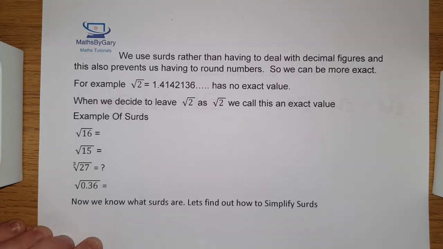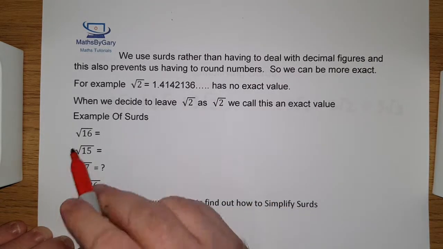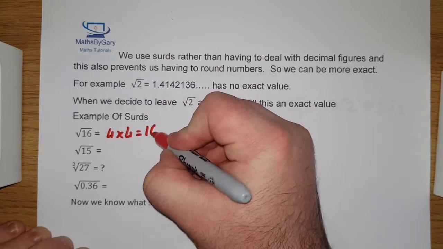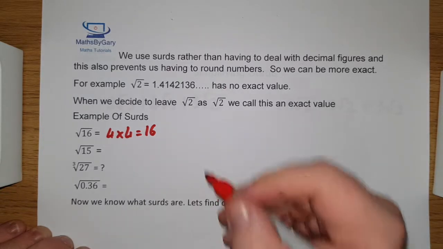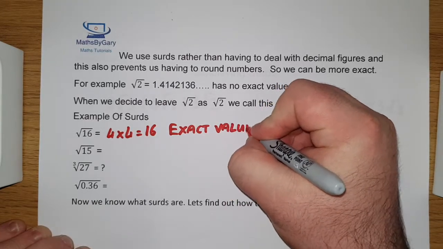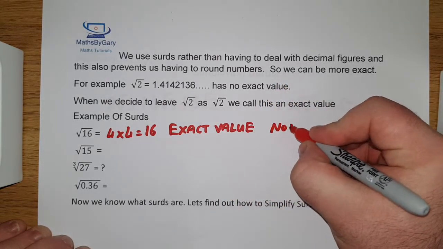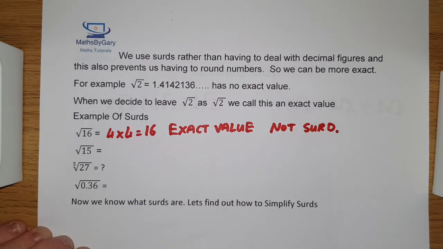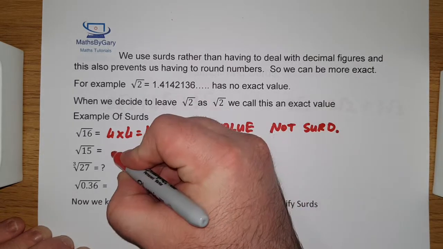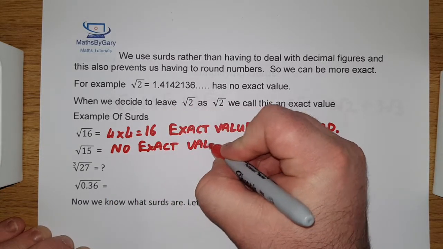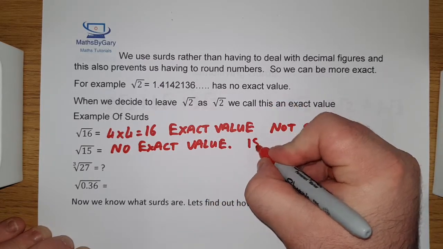So some examples of surds. Root 16. So root 16 is 4. 4 times 4 gives us 16. So this is an exact value. Therefore, it's not a surd. Moving on to root 15. Root 15 has no exact value, so this is a surd.